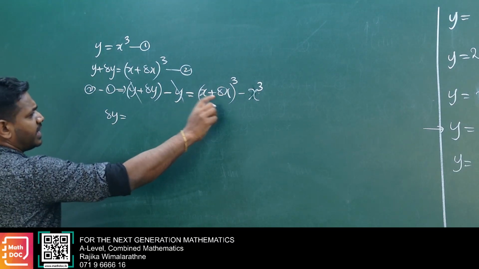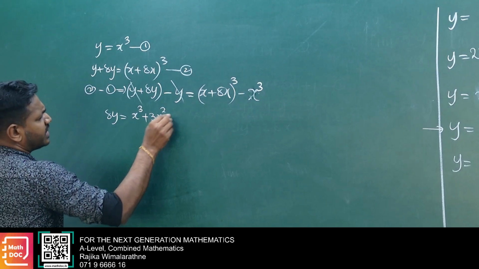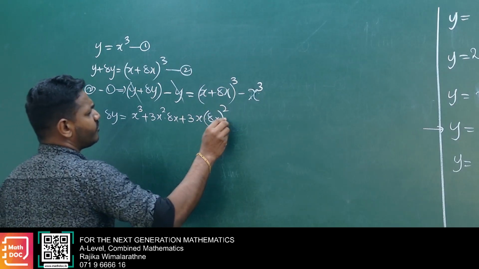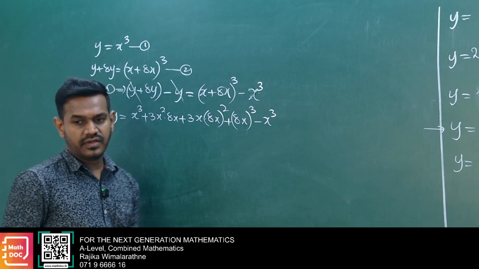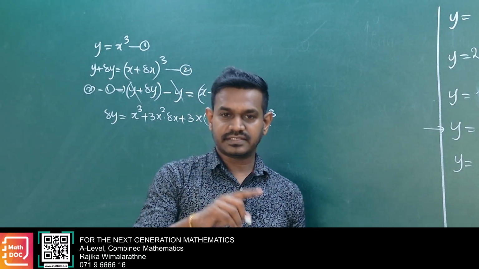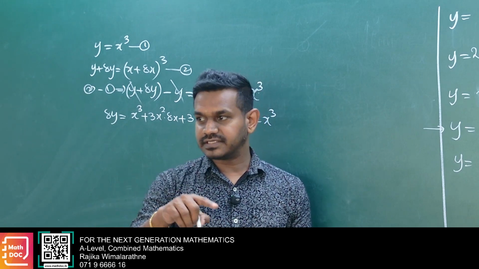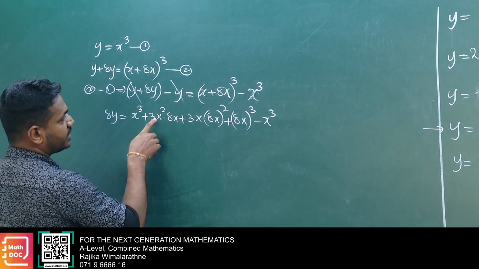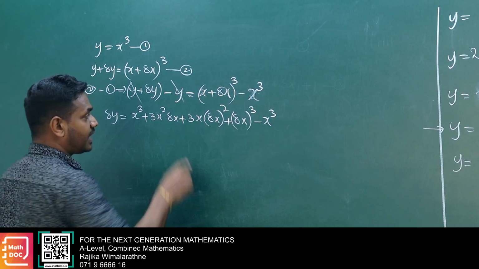Delta y: here x plus delta x cubed expands to x cubed plus 3x squared times delta x plus 3x times delta x squared plus delta x cubed, minus x cubed. Always remember delta x is a single term. We don't have any further simplification here; you can't simplify. Don't write x squared times delta x as something else; delta x is a single term.